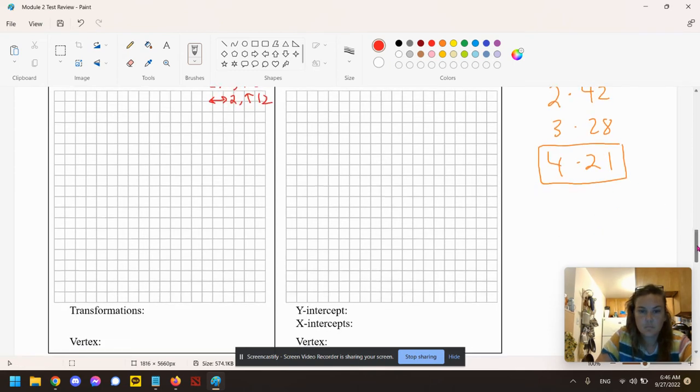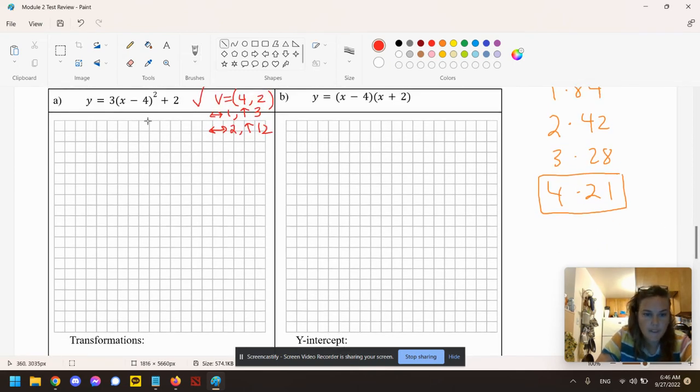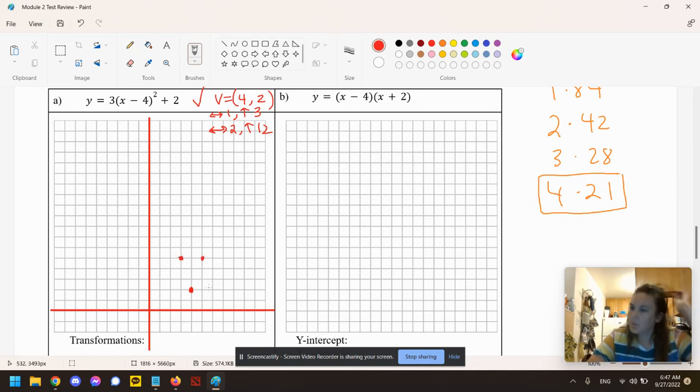Then I'm going to put some of these bad boys in. Some axes. Get my brush, I go over 4 up 2. Over 1 up 3. Over 2 up 12, and let's be really careful about this. 3, 4, 5, 6, 7, 8, 9, 10, 11, 12.